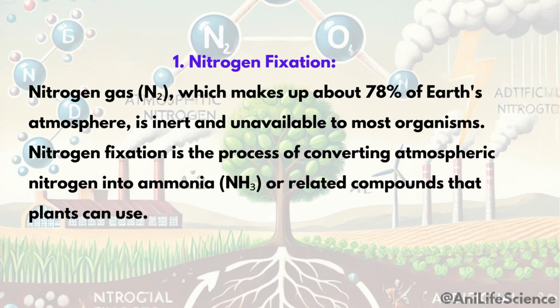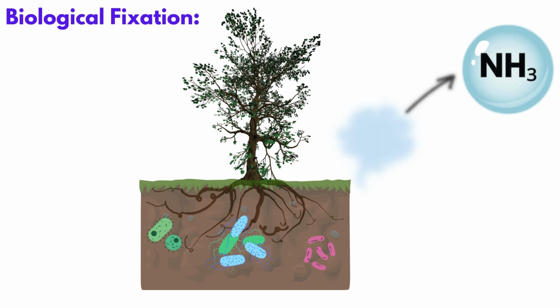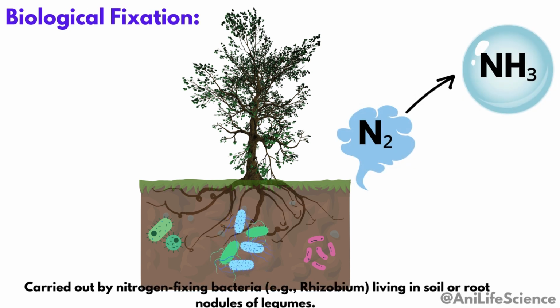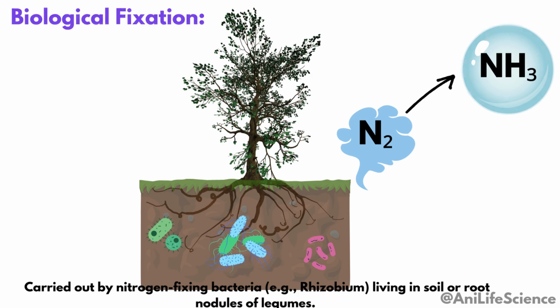Nitrogen gas makes up most of the air we breathe, but plants and animals cannot use it directly. Through nitrogen fixation, this nitrogen is changed into forms plants can use, like ammonia. How does it happen? Bacteria help. Special bacteria, like rhizobium, live in the roots of plants like beans and peas. These bacteria fix nitrogen for the plants to use.